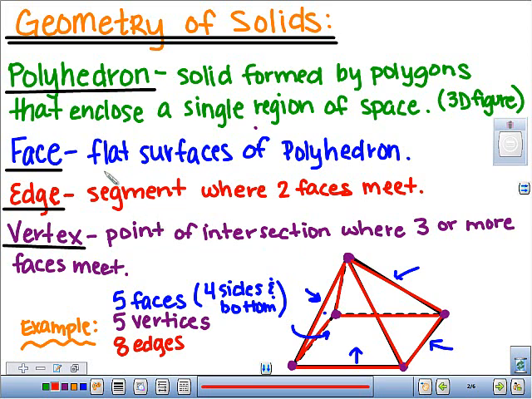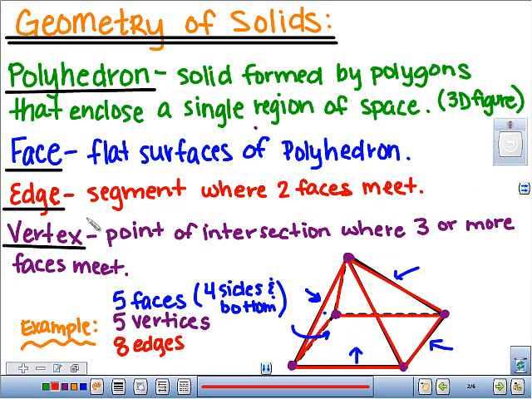Okay, a face is the flat surfaces of the polyhedron, so the actual polygons that are making it up. In this example down here, there's 5 faces because you have the 4 sides of this pyramid, so 4 triangles, and then the base down here, this rectangle, so a total of 5 faces.